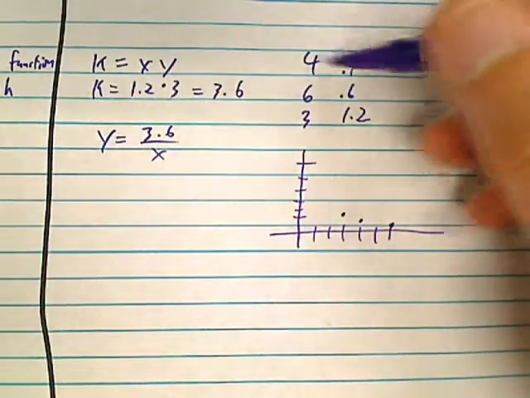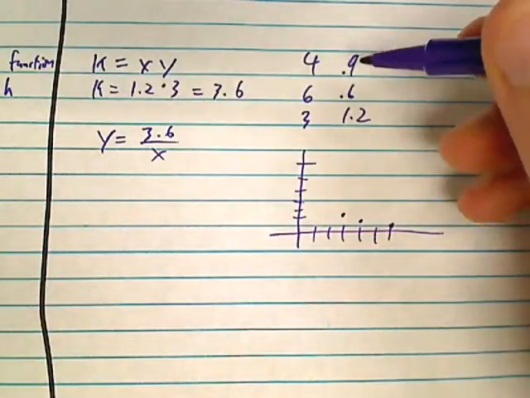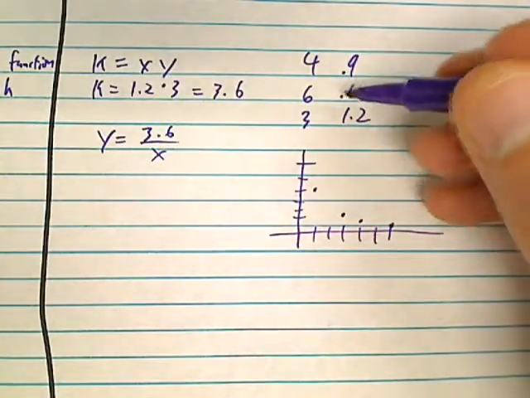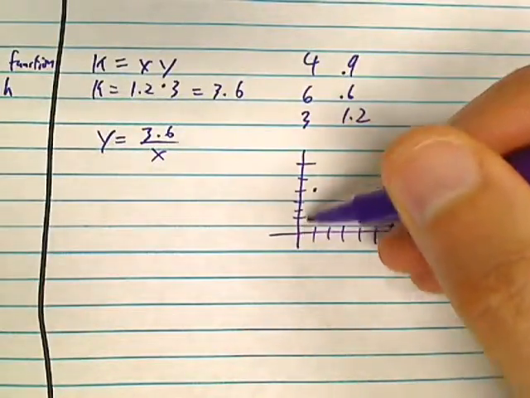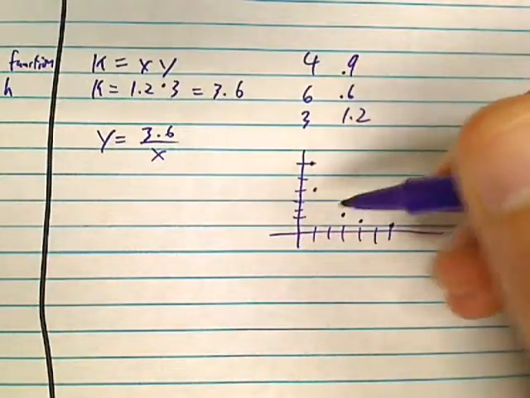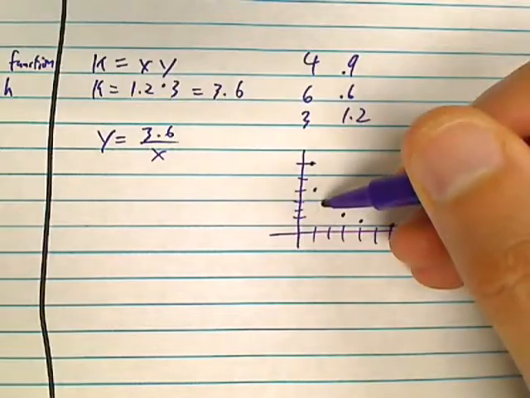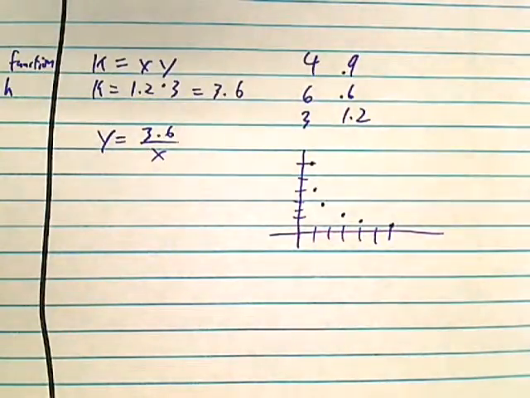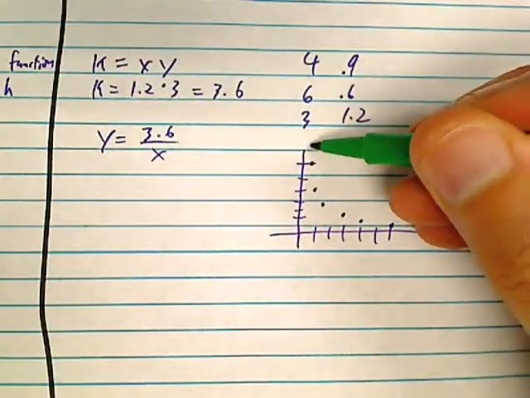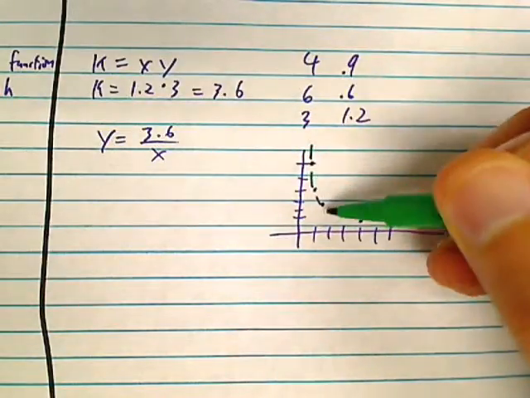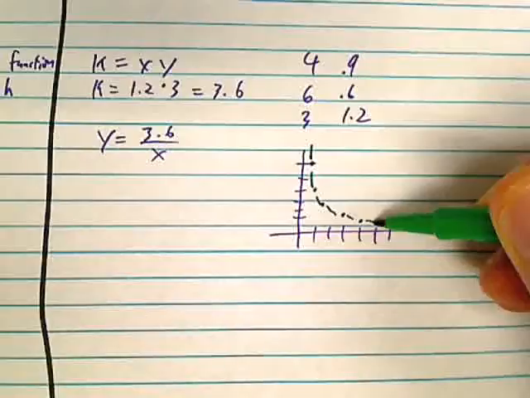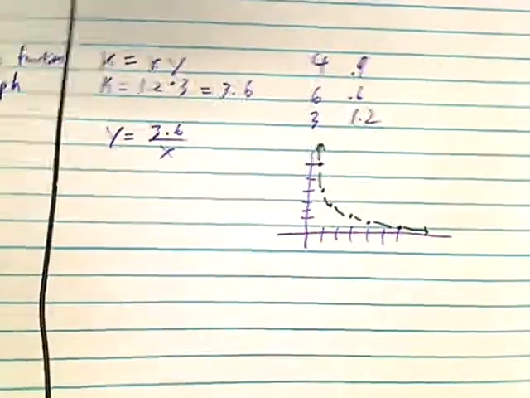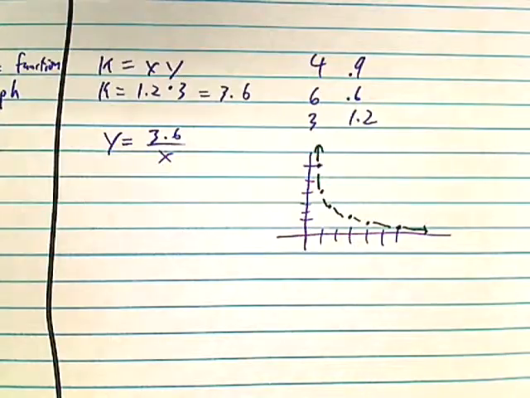We can reverse these as well. You can multiply in the other order. So 0.9 and 4, 0.6 and 6, 1.2 and 3. And we're starting to see this curve develop here. There we go. There's the graph of my inverse variation.